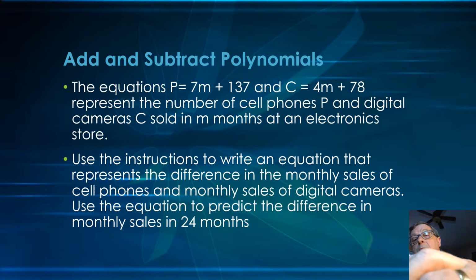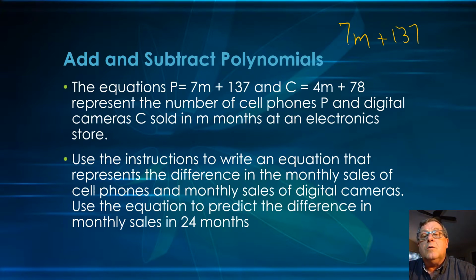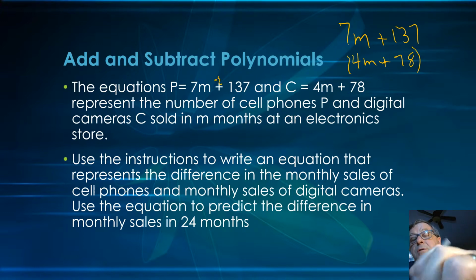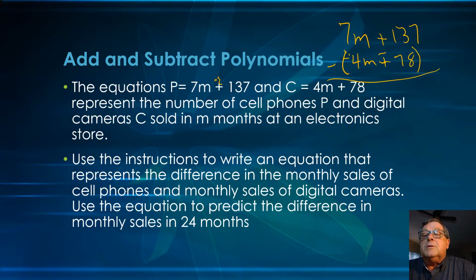And so this first one, I'm going to go up here to the top right. We've got 7m plus 137. That's the equation for the number of phones sold. And then we've got the equation for the digital cameras, which is 4m plus 78. And we're asked to find the difference, which means we're going to subtract the two equations. And therefore, when we subtract that, that's going to have the effect of changing the signs of each of these two terms in this binomial for the digital cameras.